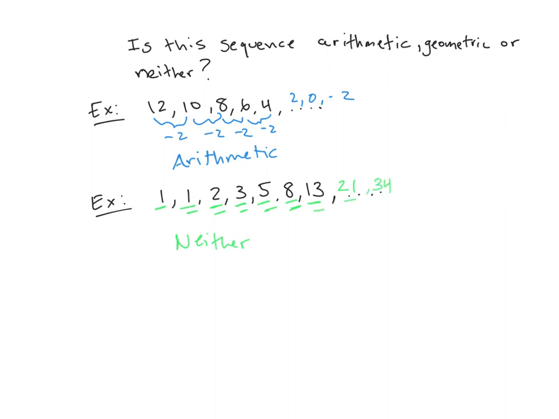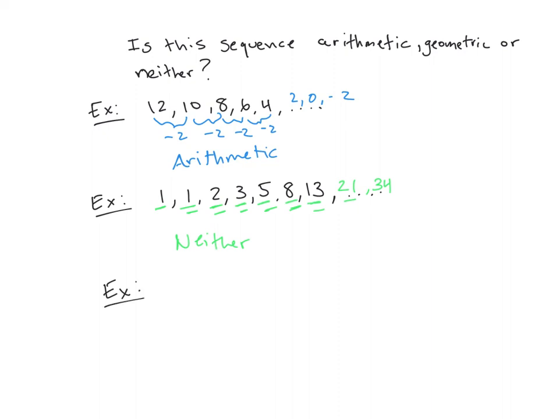So it is a pattern, but it doesn't work arithmetic or geometric like we were doing today, right? There's no common difference. There's no common ratio. So for this one, the Fibonacci sequence, it's kind of a special type of sequence, which would be neither. All right, let's take a look at one more.